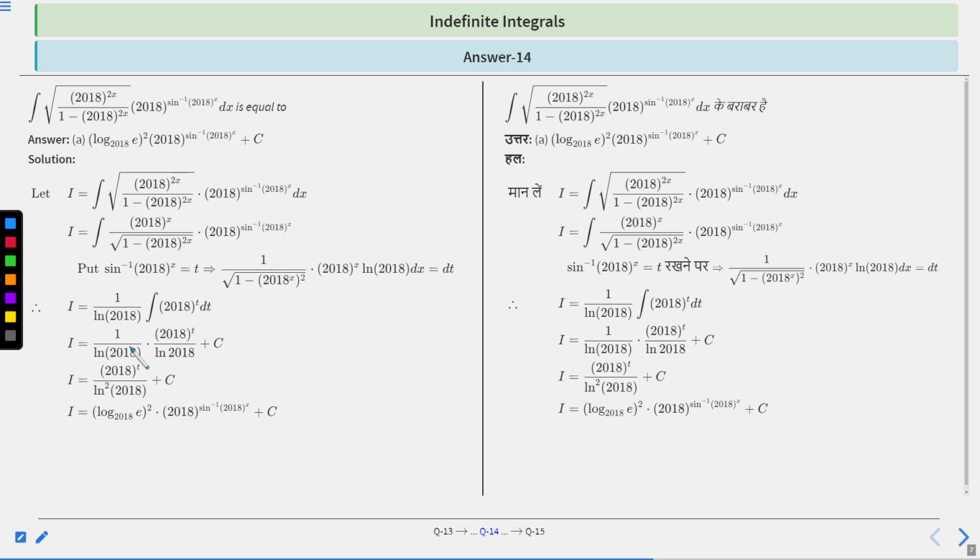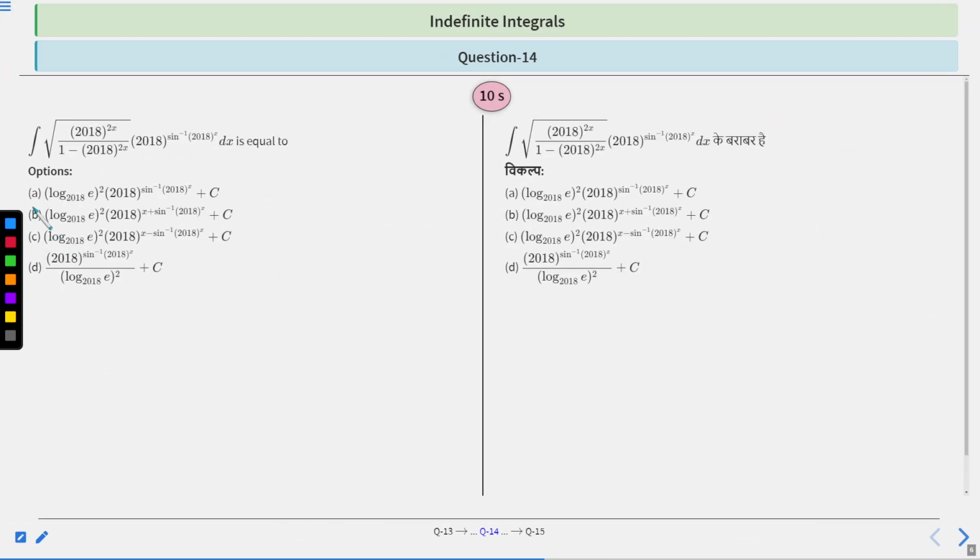Therefore, I is 1 by ln 2018 into the integration of 2018 to the power t dt. Therefore, I is equal to 1 by ln 2018 into 2018 to the power t upon ln 2018 plus c, which further gives I is equal to 2018 to the power t upon ln square 2018 plus c. Therefore, I will be equal to 1 upon ln square 2018 into 2018 to the power sine inverse 2018 to the power x, plus c. Clear? So I think option A is the right choice.